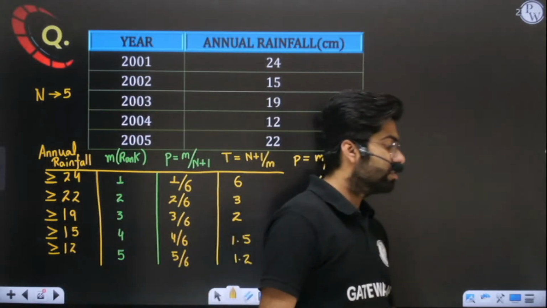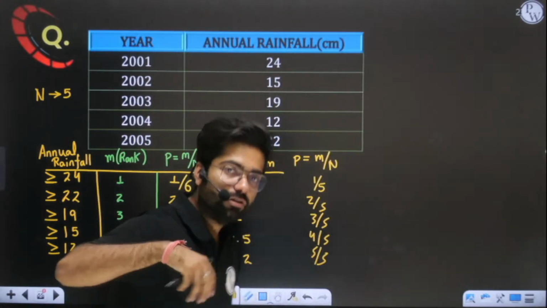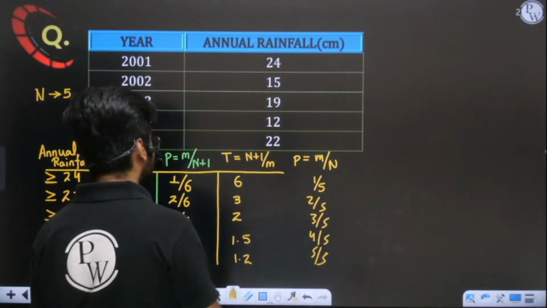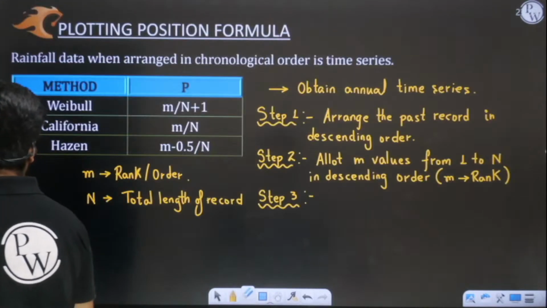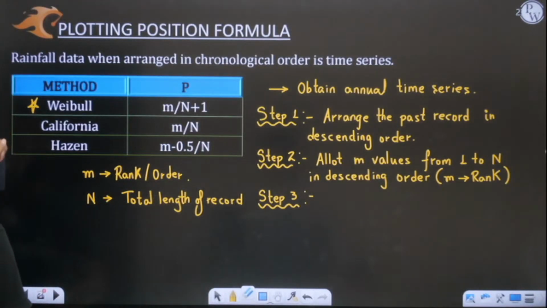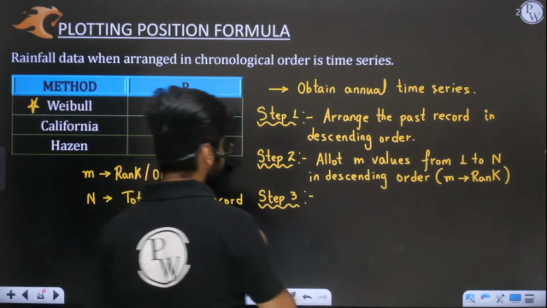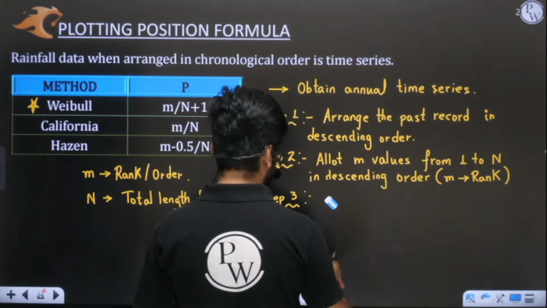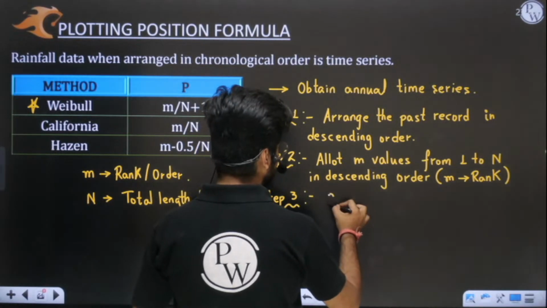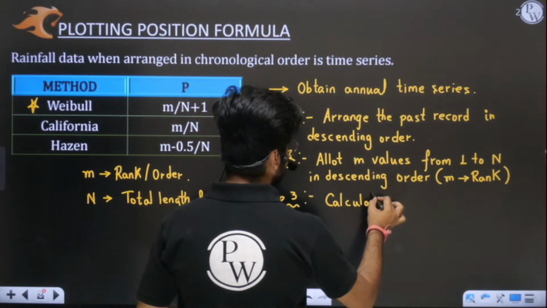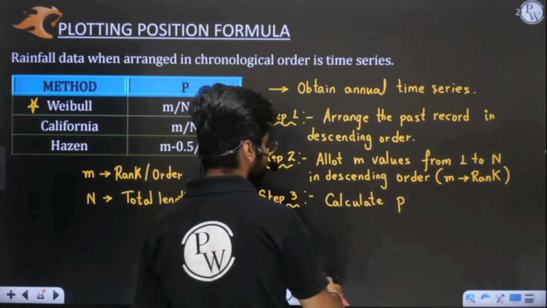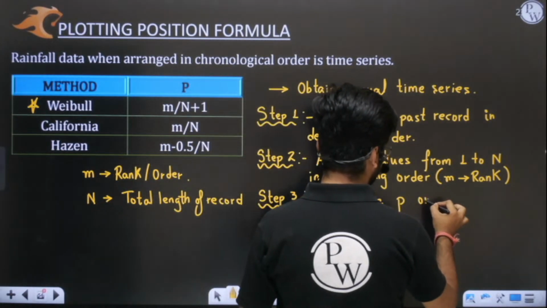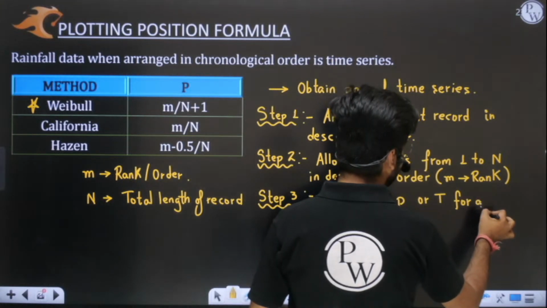Okay. So instead of Weibull formula, we could have also used California formula. And we could have also used Hazen formula. But yes, the most dominant and popular one is Weibull formula. The first one is the most popular one. I hope this is very, very clear to you. Now the third step is that we have to calculate P or T, probability or return period, for the given data which is given in the table.